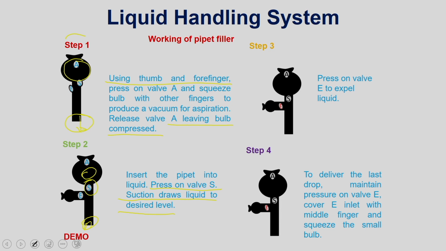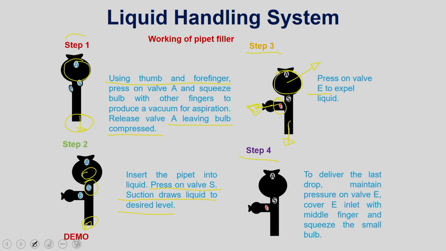Then in step 3 you press the valve E. Once you press the valve E, you expel the liquid from the pipette that you have withdrawn. When you press valve A, you expel the air, and when you connect the pipette and dip it into the liquid, it draws the liquid. Then if you press the valve E, you release some amount of vacuum, and as a result the liquid is dispensed from your pipette.